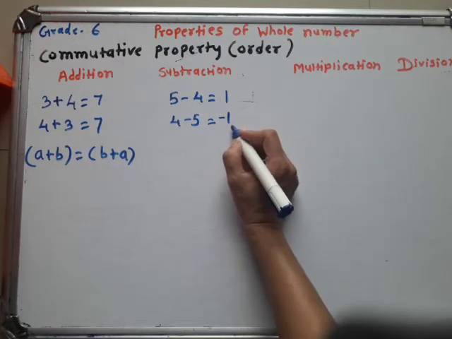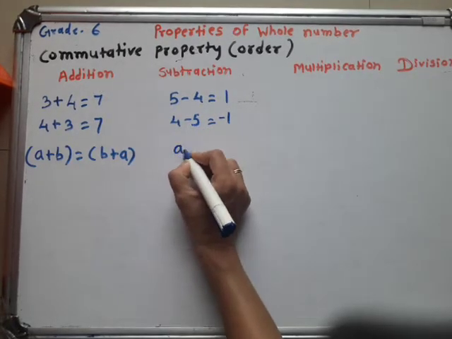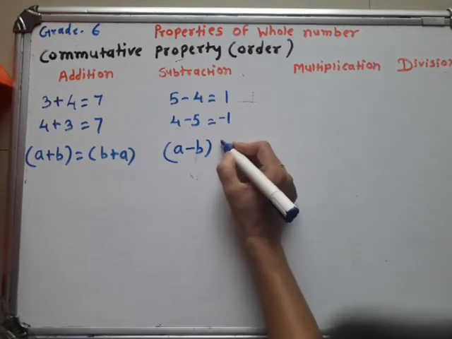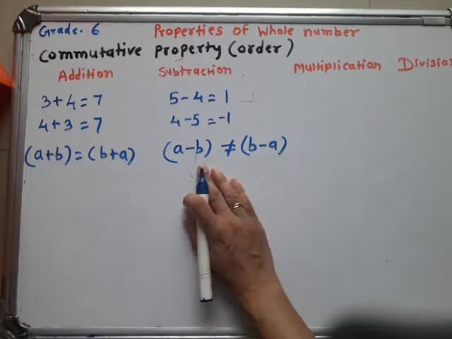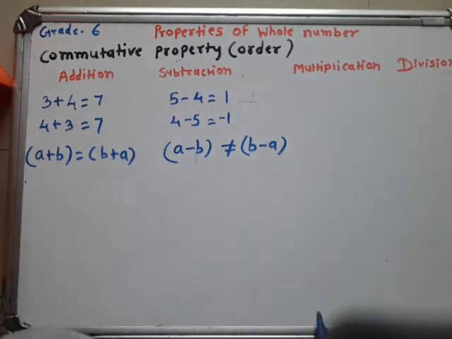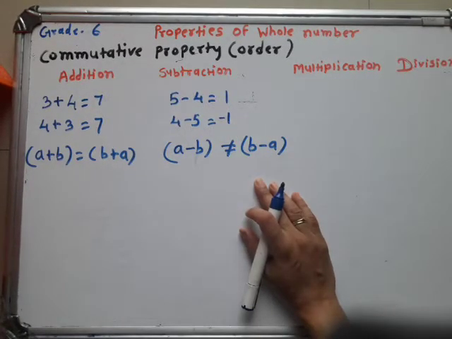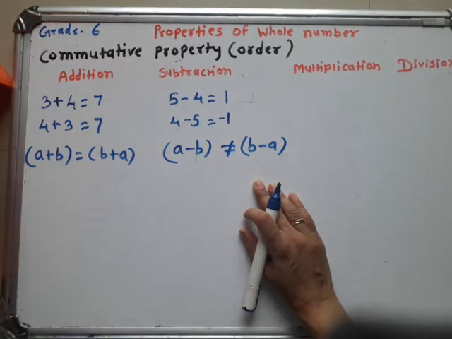So we can say that the commutative property does not hold true for the subtraction of whole numbers. Means a minus b is not equal to b minus a. Is this possible? No, we do not get a whole number again. So this is the commutative property for subtraction. Now see for multiplication.